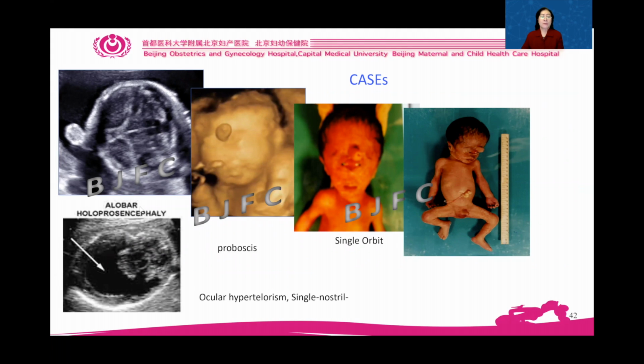Okay, look at more pictures. This one is holoprosencephaly. Single ventricle, fusion of the thalami here. And what's this protrusion? Proboscis here, and a single orbit.